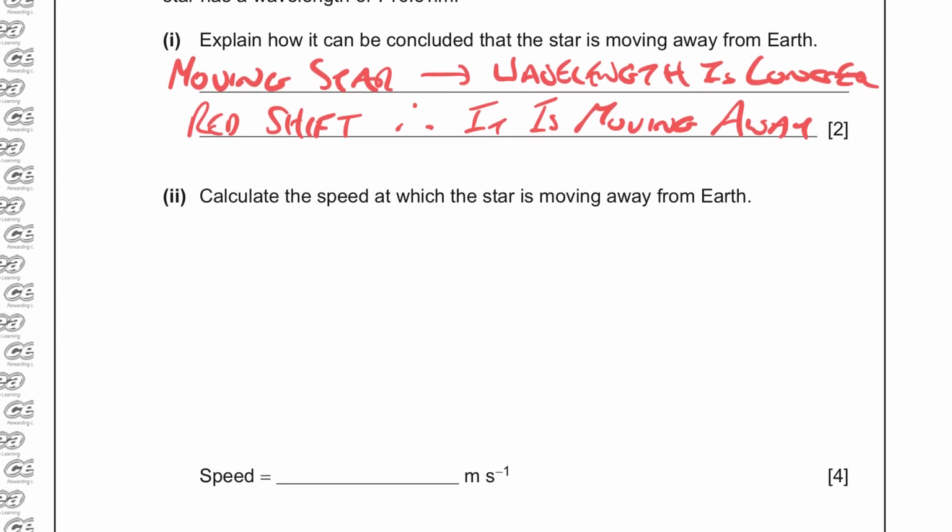Calculate the speed at which the star is moving away from Earth. So remember, we have an equation that says that the fraction of change in the lambda equals the fraction of the speed of light that this object is moving at. So delta lambda over lambda is v over c. So v is going to be delta lambda times c over lambda.